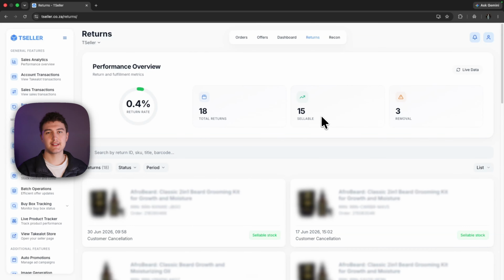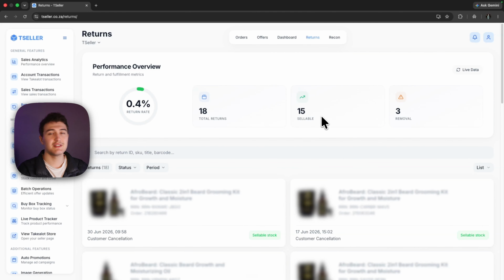One of the biggest reasons people get suspended when they sell on Takealot is because of returns. So Takealot has a very easy return process when it comes to the consumer. And unfortunately, us as sellers have to bear the consequences of that. Sometimes returns are unfair, sometimes they are fair.